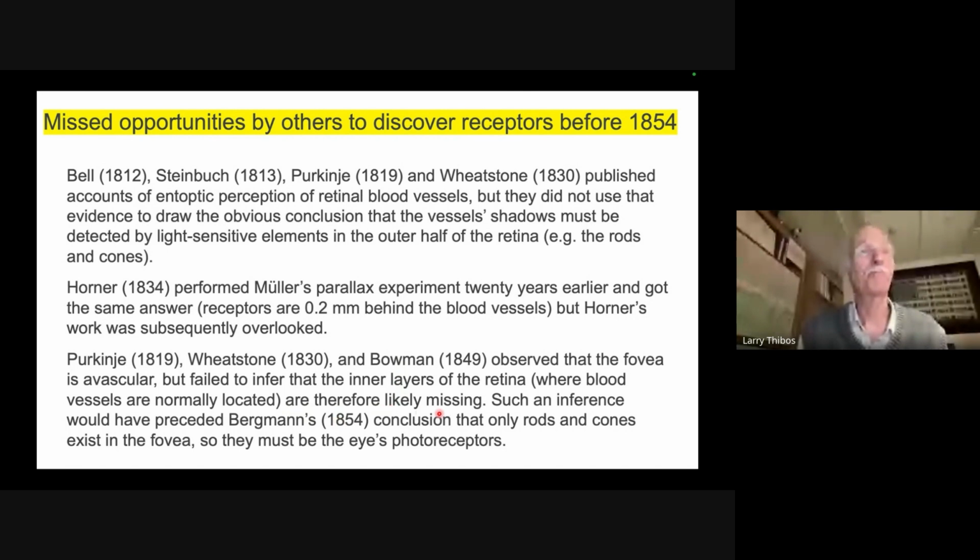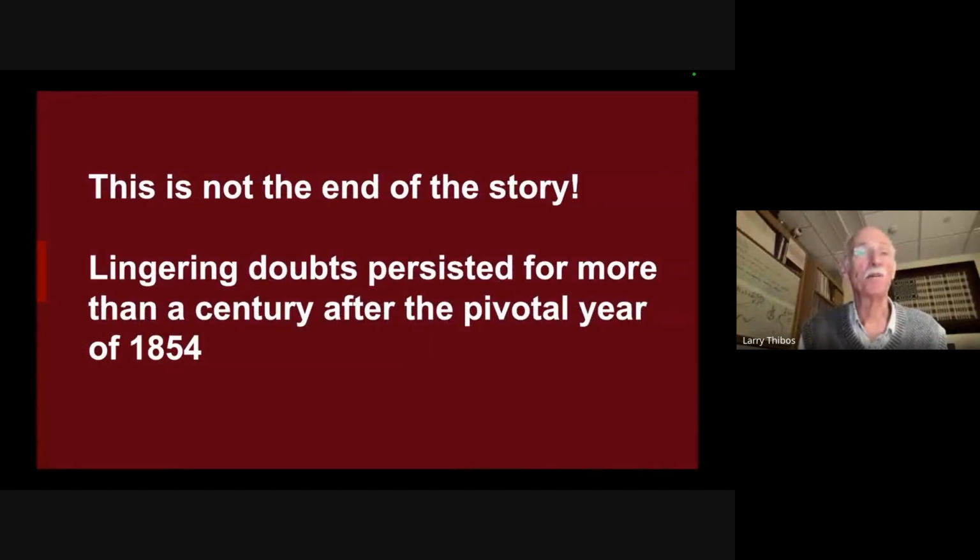And Purkinje, Wheatstone, and Baumann all observed that the fovea is avascular, no blood vessels there, but they failed to make the inference that the inner layers of the retina, where blood vessels are known to exist, are probably missing. Such an inference would have preceded Bergmann's conclusion that only rods and cones exist in the fovea, so they must be the photoreceptors. So, in the end, it's Bergmann and Müller who get the credit.